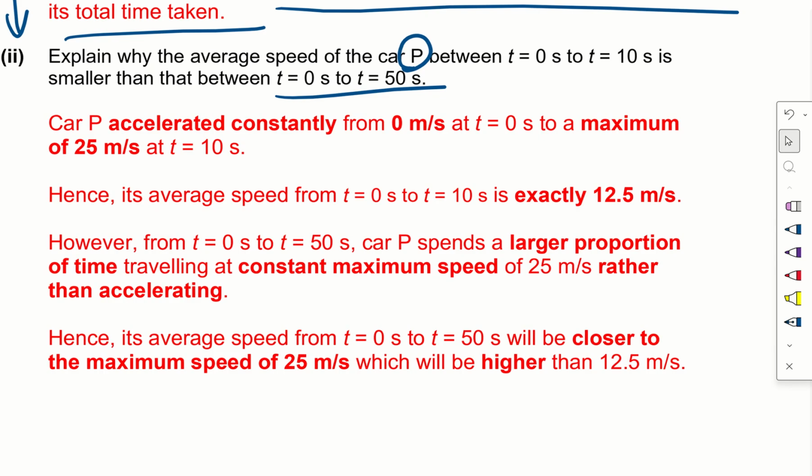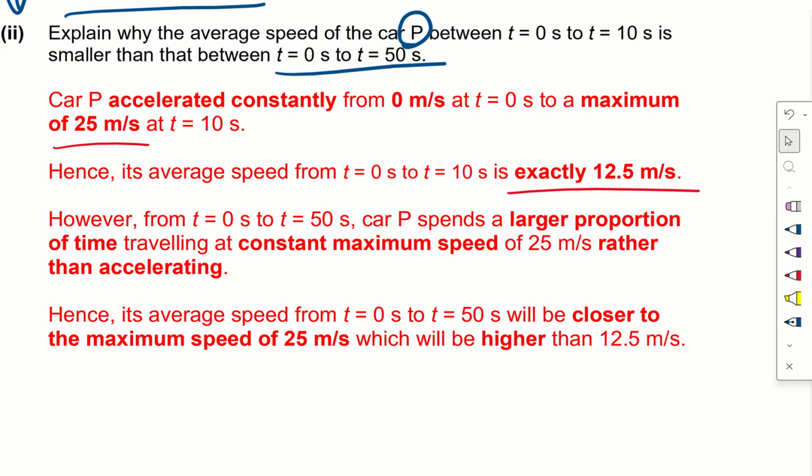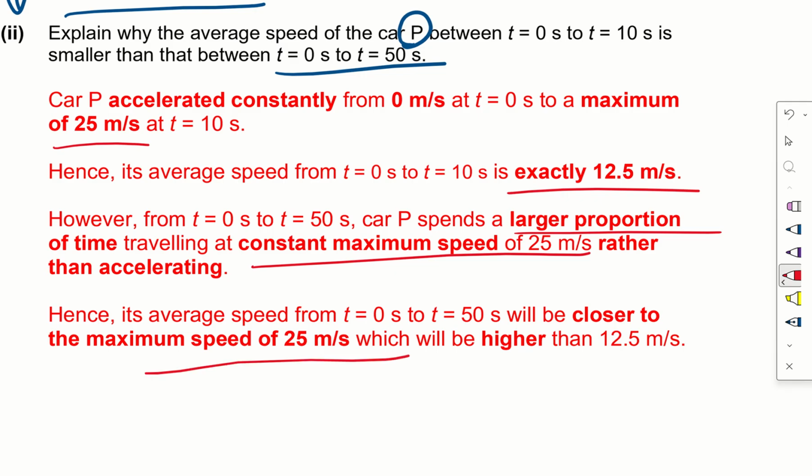Car P accelerated constantly from 0 at t equals 0 seconds to a maximum speed of 25 meters per second at t equals 10 seconds. So we quote the data. So the average speed is exactly 12.5 meters per second. But from t equals 0 to t equals 50, he spends a large proportion of time traveling at a constant maximum speed of 25 meters per second. Therefore, the average speed will be closer to the maximum speed of 25 meters per second. So this is your tutorial 2.